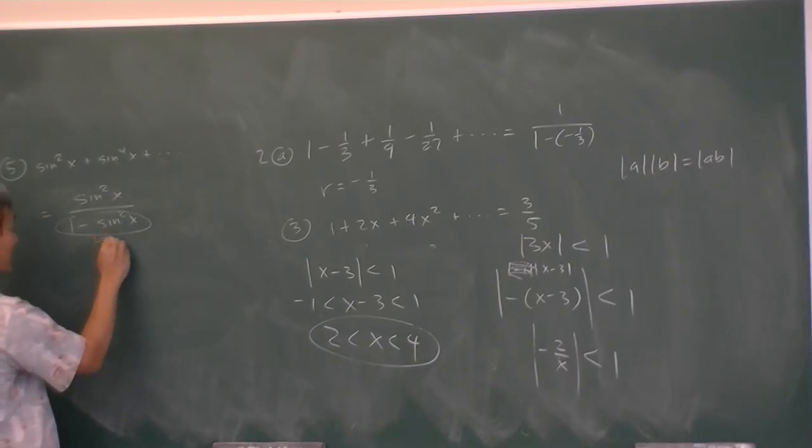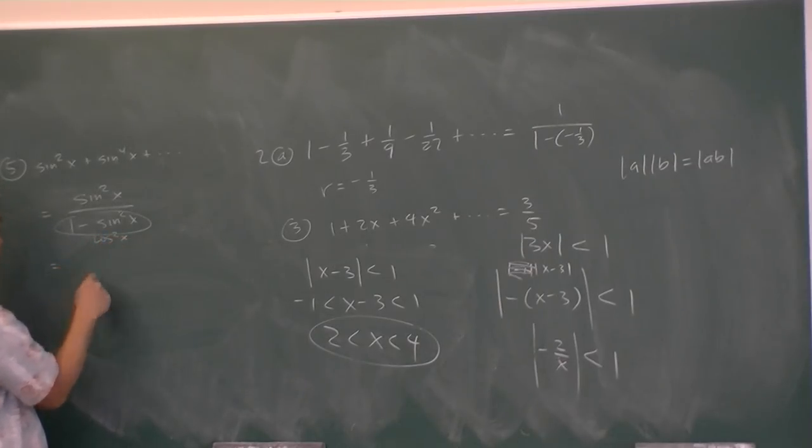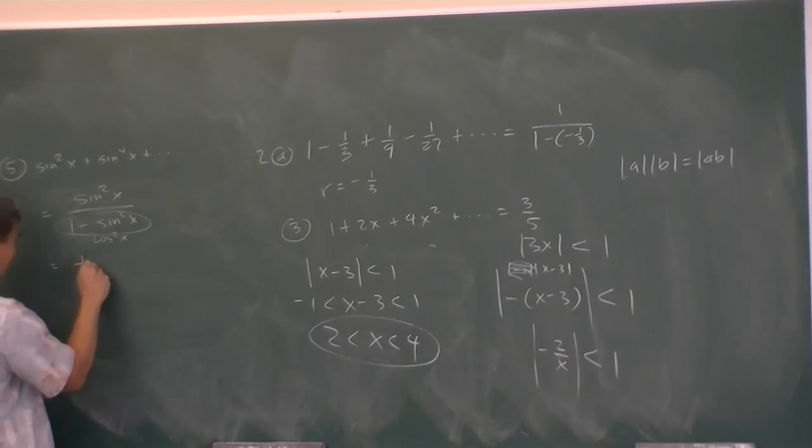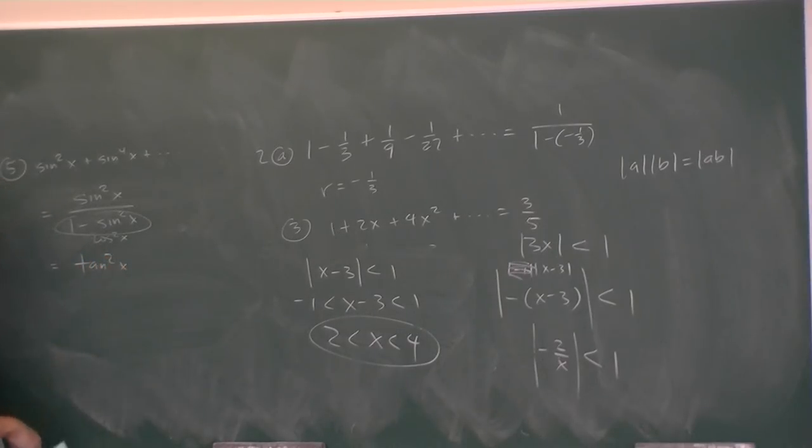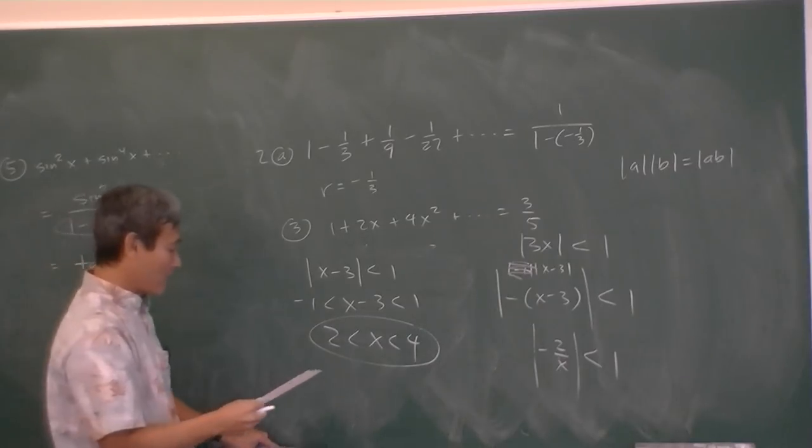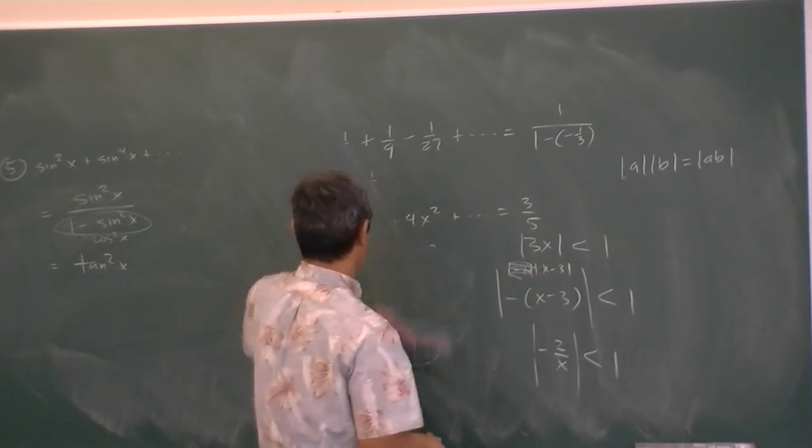That's cosine squared x. And if you don't know that, go home, cook rice. And then that simplifies to tangent squared x. Isn't that beautiful? See, that's how we review our trig identities.